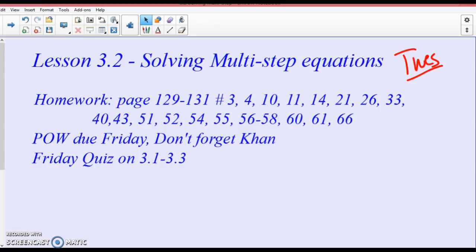Okay, this is lesson 3.2, solving multi-step equations. There's the homework. Don't forget about the problem of the week, and on Friday we're having this quiz. Go ahead and hit pause now so you can get that copied down.